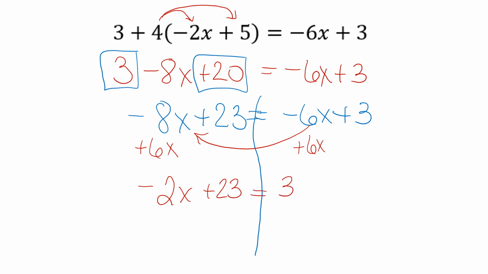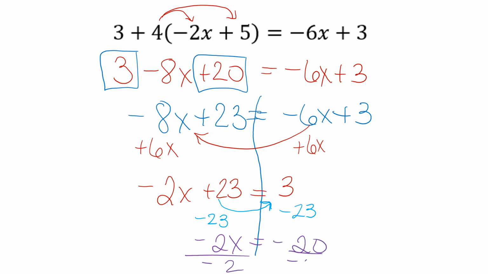I am now to a two-step equation, so I need to move the positive 23 using inverse operations across that equal sign. The opposite or inverse operation of positive 23 is negative 23. So you do that on both sides of the equal sign. That's going to leave me with negative 2x equals negative 20. And then my final step is to divide both sides by negative 2. So x would equal positive 10.